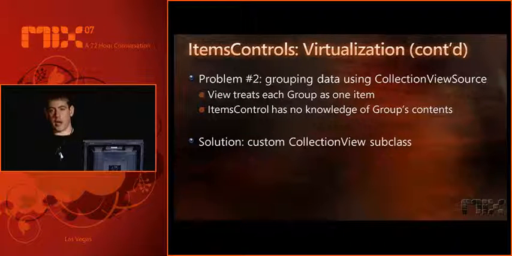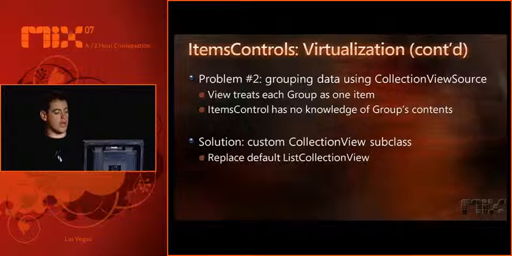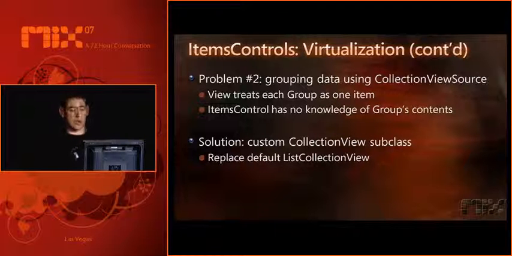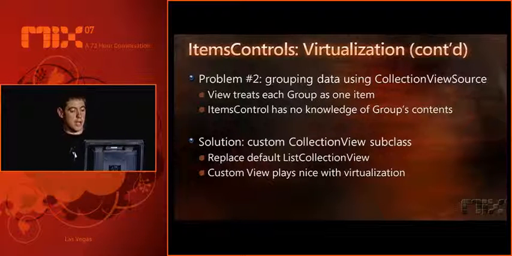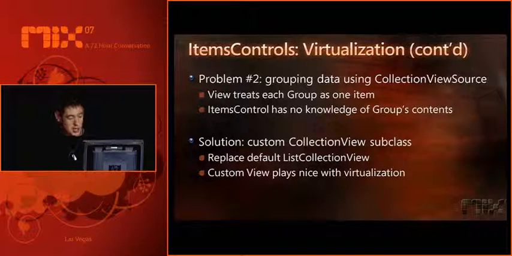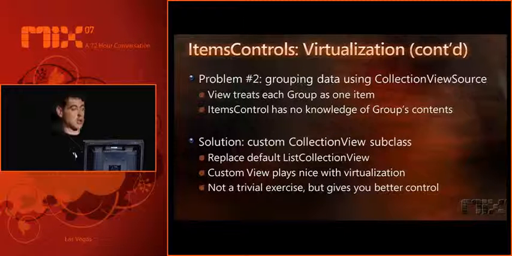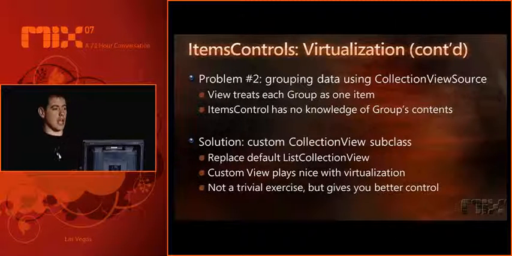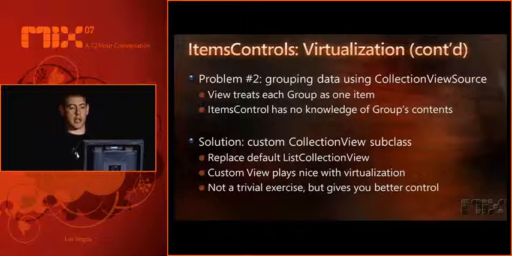The solution is to write a custom collection view subclass that you're going to use instead of the default that the list box is going to provide you. And it's very easy to replace the default list collection view. It's one call. And because you own it, you can make it play nicely with virtualization. You can have it do whatever you want. It's not trivial. It took a lot of iteration, but once we got it done, now we own all the parts. We own the panel, we own the view, and so we can make them play very nicely with one another. And then, if you need to, you can put application logic in there, things that you know about the application, and plan for that and make your performance better.